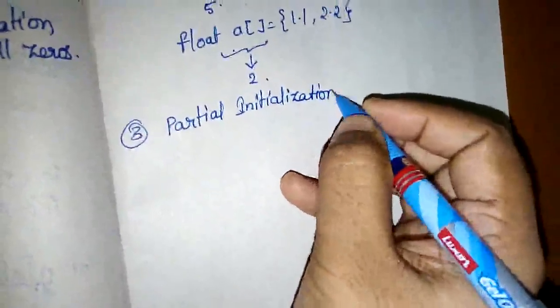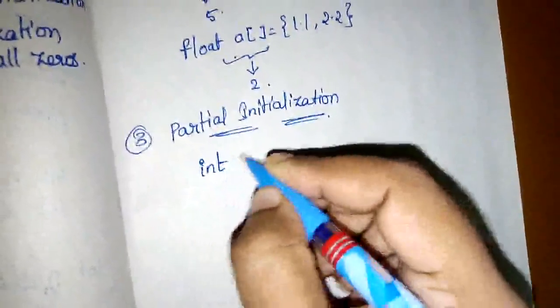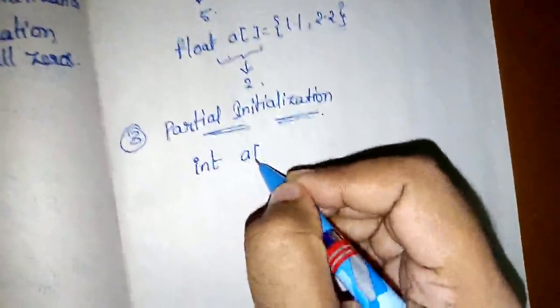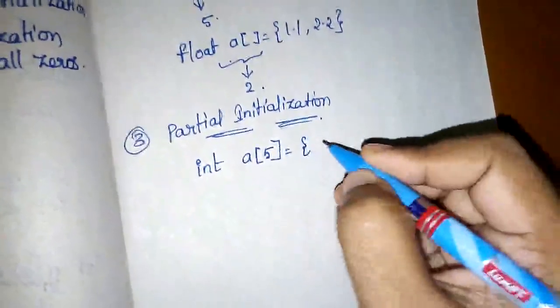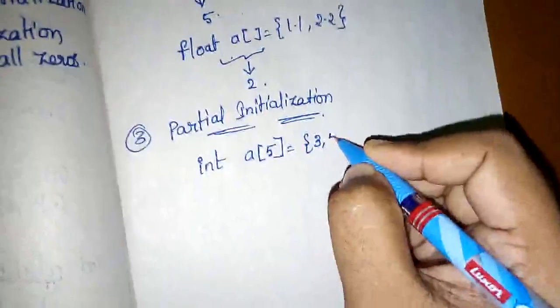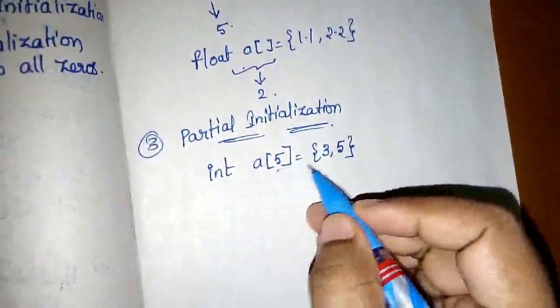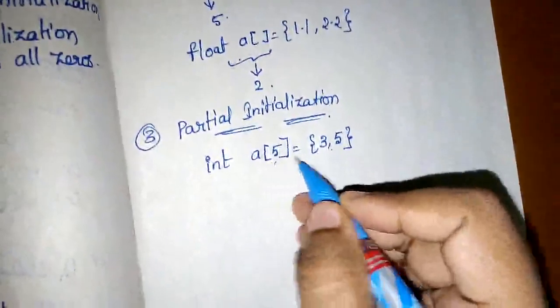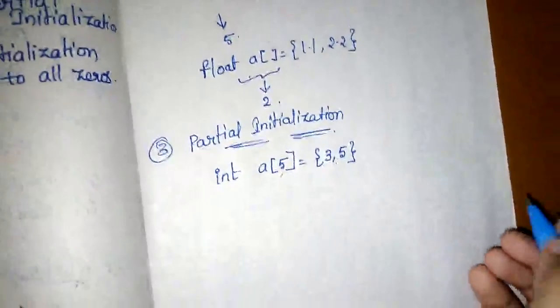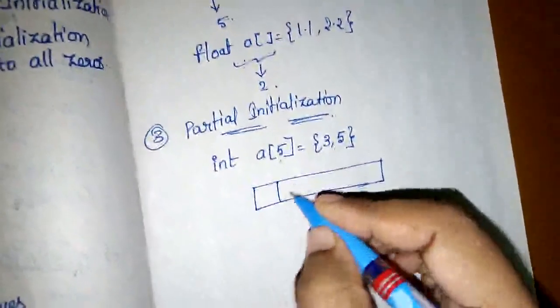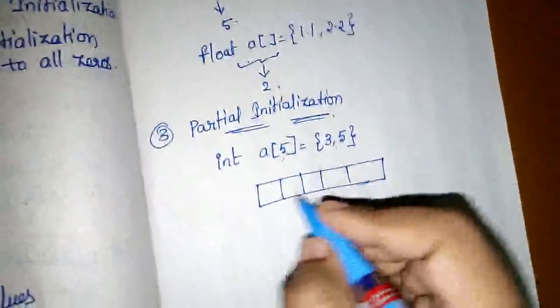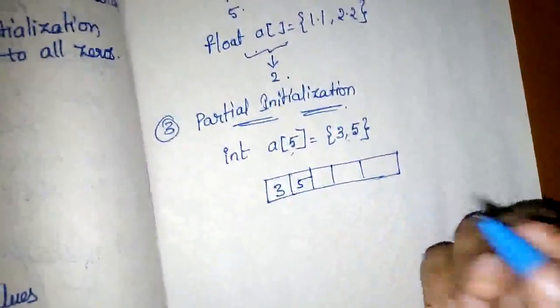So in partial initialization, say for example, if we mention int a of 5, that is I am going to store 5 elements, but I am going to initialize only 2 elements. So elements less than the mentioned size will be assigned in partial initialization. Then what about the remaining 3? Total we need to store 5 elements. We need to initialize 5 elements, but we have given only 2 elements.